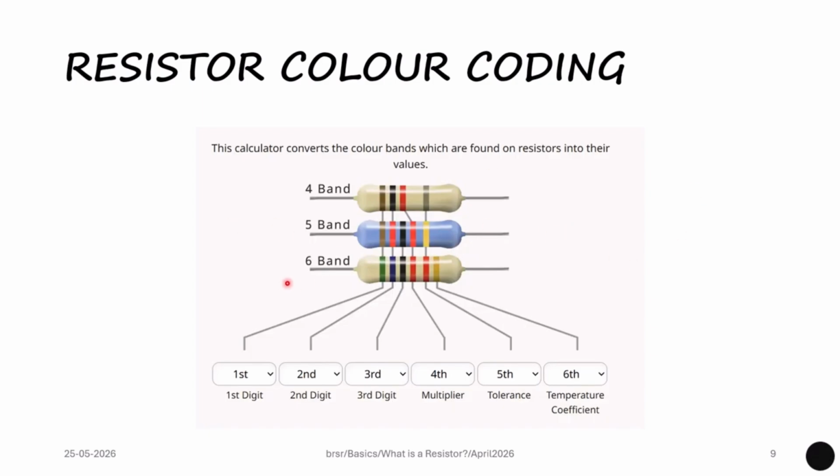In the case of a 6 band resistor, the 1, 2, 3 represent the 3 digits. Fourth is the multiplier, similar to the 5 band resistor. Fifth is the tolerance and sixth is the temperature coefficient. They are much more rarely used. So commonly used resistors have 4 bands.